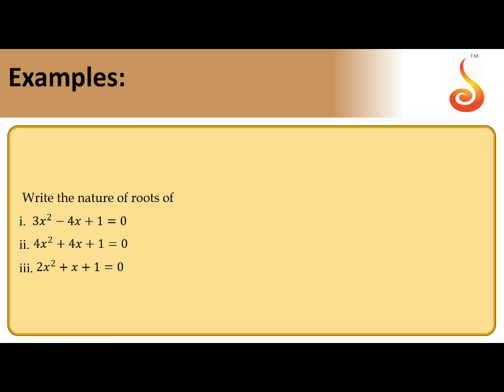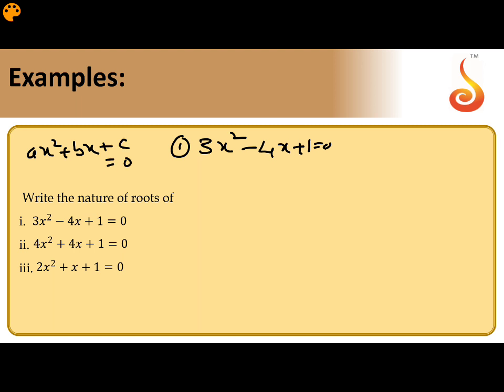We'll do some simple examples. Write the nature of the following quadratic equations. Read the first question: 3x² − 4x + 1 = 0. Let us find the nature of the roots, which depends on the discriminant. When you take the values, always compare with the standard form of a quadratic equation. What is the standard form? ax² + bx + c = 0. a is the x² coefficient, b is the x coefficient, c is the constant term.